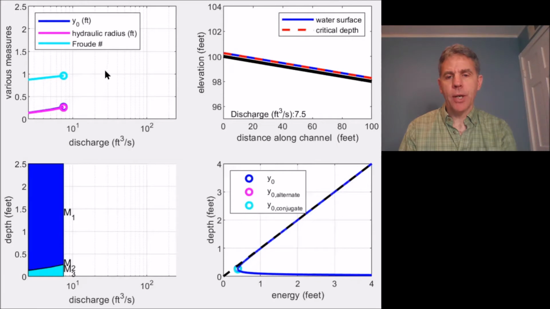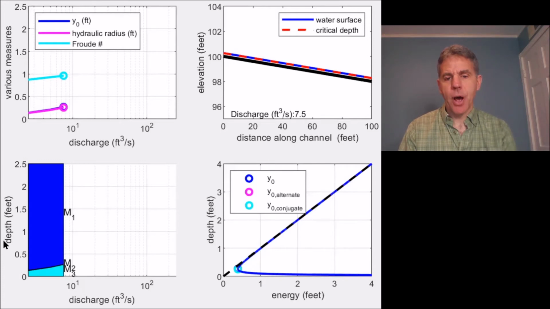In the upper left, we're showing various channel quantities: the normal depth in blue, the hydraulic radius in magenta, and the Froude number in cyan. And each of these quantities is plotted against the thing that's varying, the channel discharge. Please note that the horizontal axis is discharge on a log scale. Similarly, that same discharge on log scale is in the lower left graph.